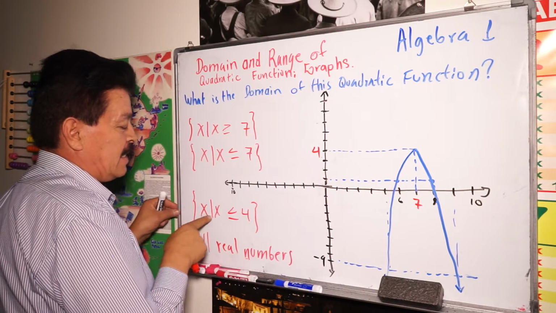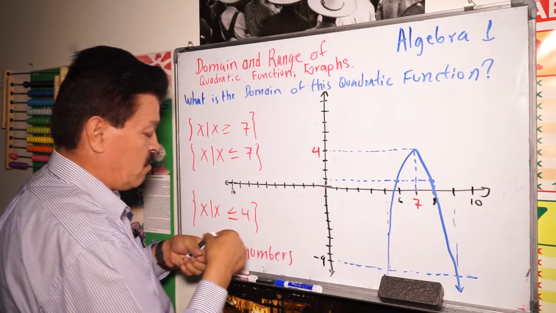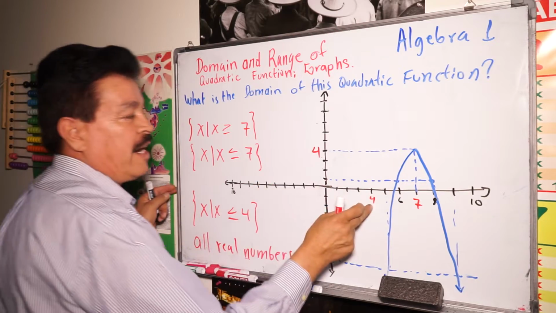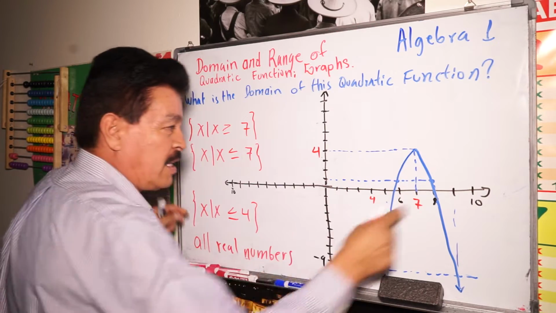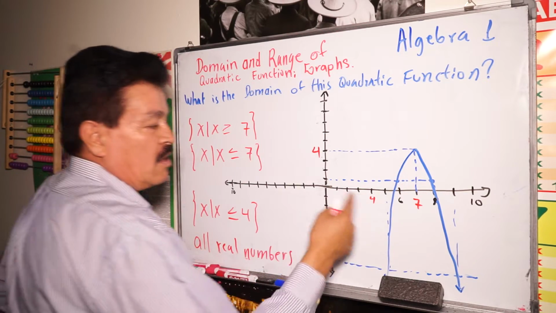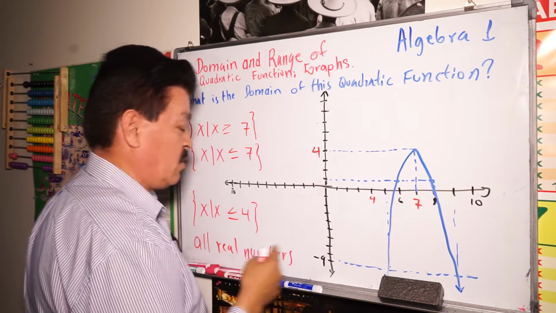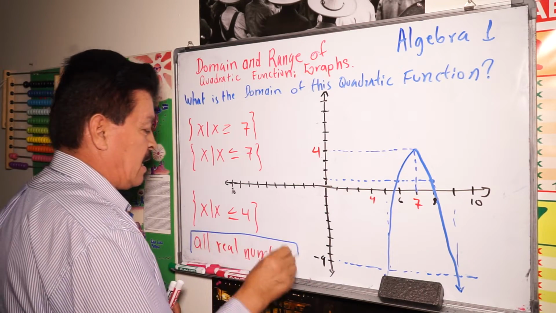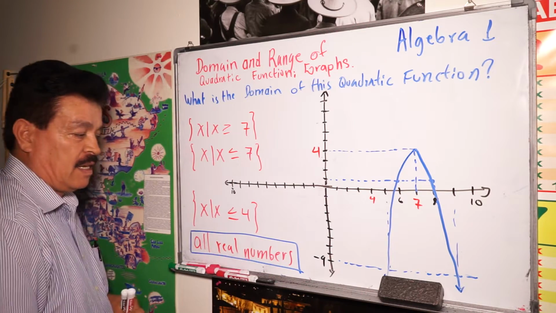Okay, x such that x is less than or equal to 4. 4 right here. This is a little confusing: 4 is on x, not on y. So also it's not. But look at this: all real numbers, positive and negative, on x, right? So this is the right answer. All real numbers is the answer to this question, what is the domain of this quadratic function? All real numbers are possible, okay?